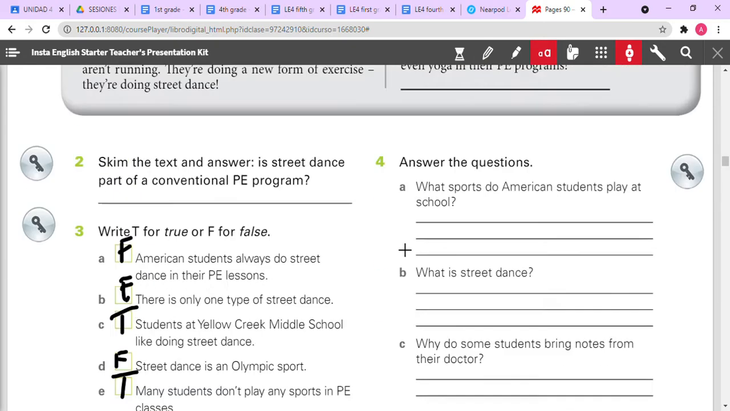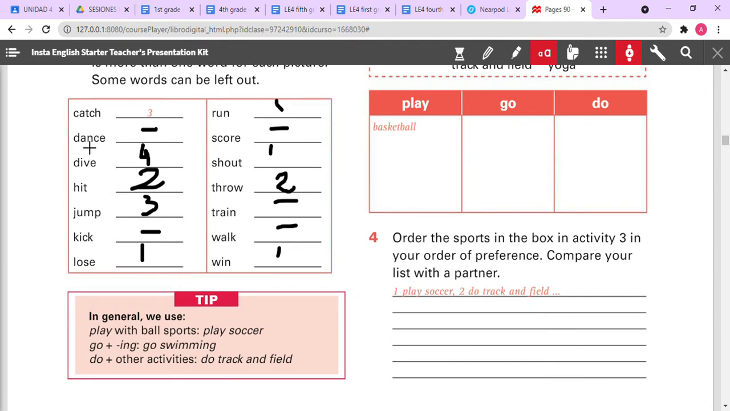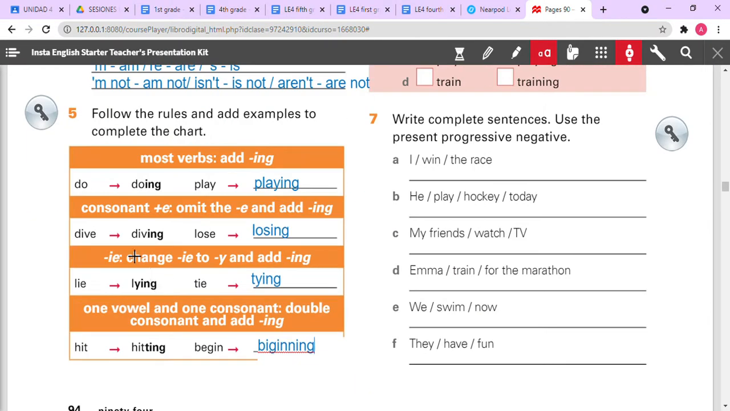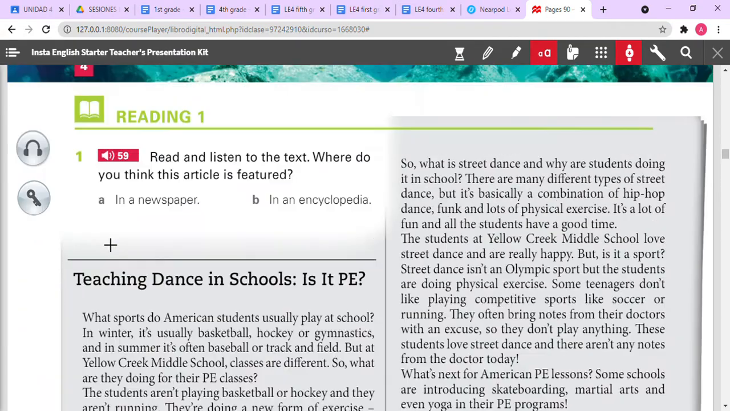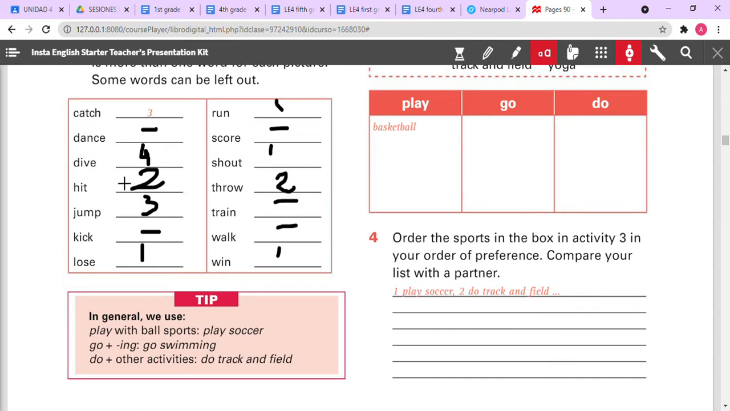For example, let me see. Let's go back to the verbs here. For example, here I have catch. Catch is a normal verb, you add ing. Dance, look, dance finishes in E. What does the rule say? Let me see. Letter E, bye-bye. Dancing. And the example was here, no? Dancing without E. Let's continue with another example. Dive was there, no? Letter E, bye-bye, and ing, diving. Hit, hitting. Consonant, vowel, consonant. The last consonant is repeated.